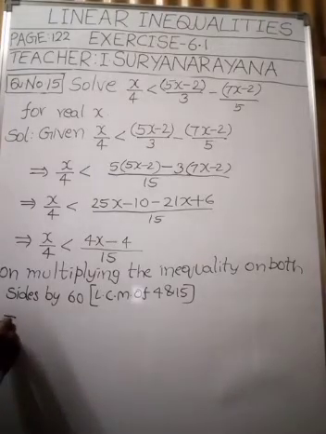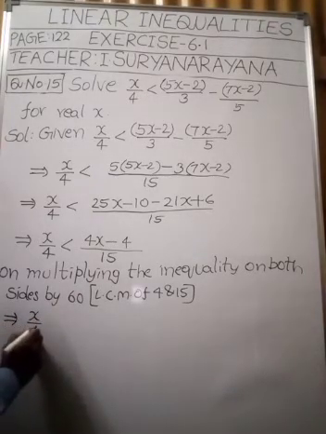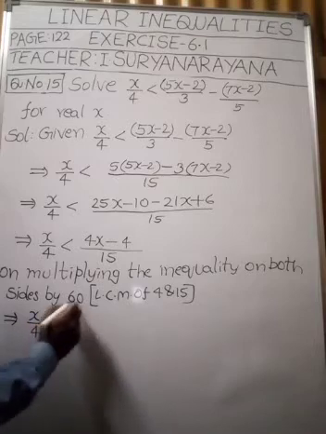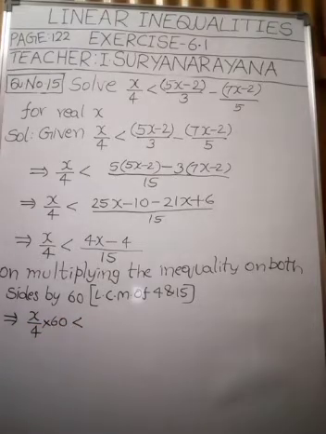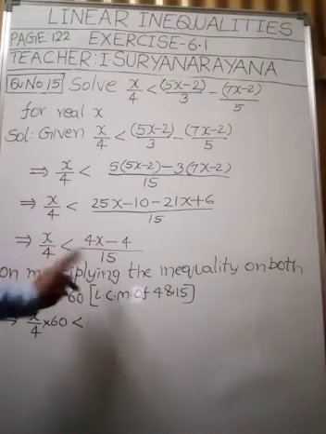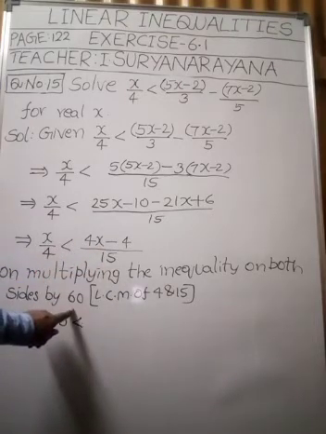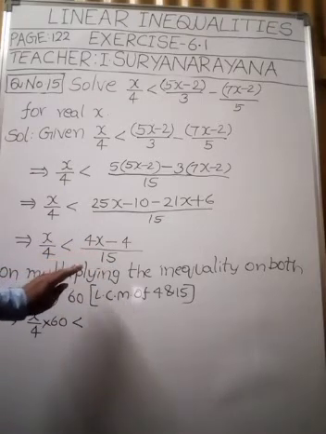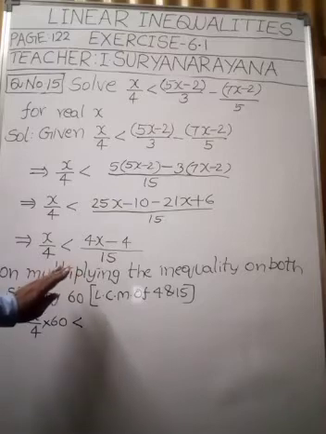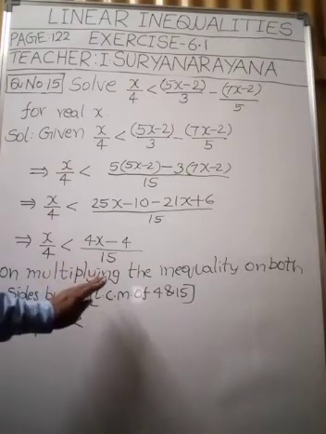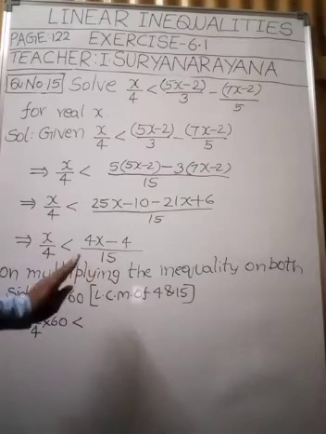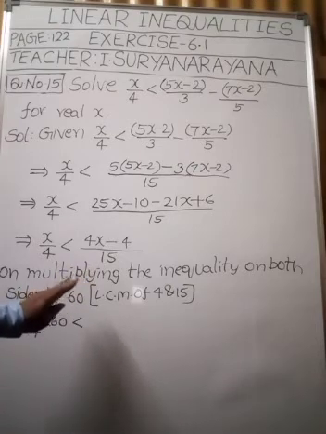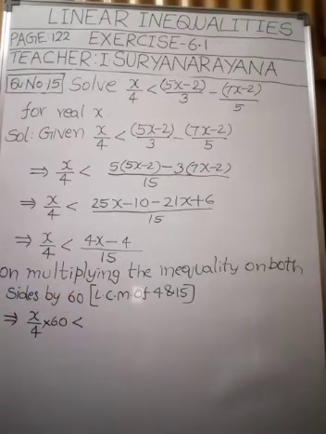Right. This implies x by 4 into 60 less than. The symbol we write as it is, because here we are multiplying this inequality by a positive quantity. If we multiply any inequality by a positive quantity, the inequality sign does not change. But if you multiply any inequality by a negative quantity, then the inequality sign is reversed. Remember this point, my children?